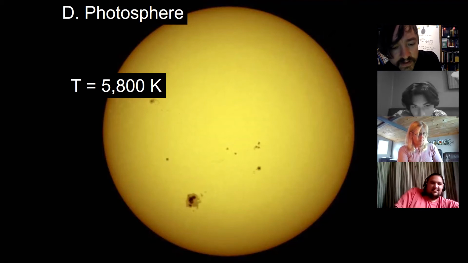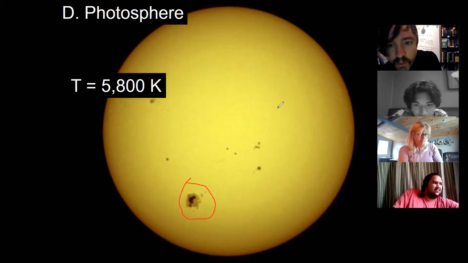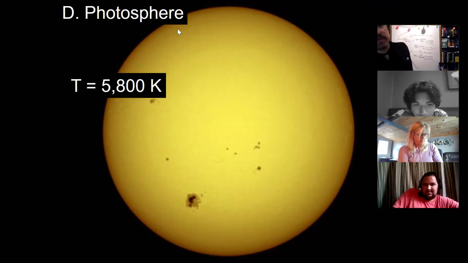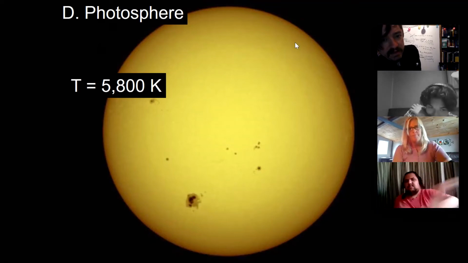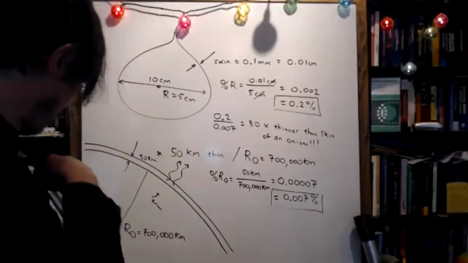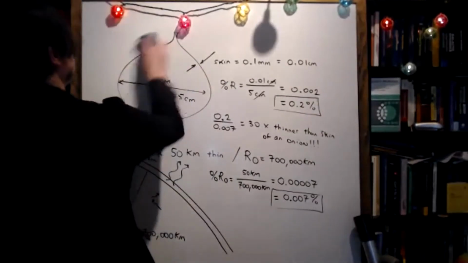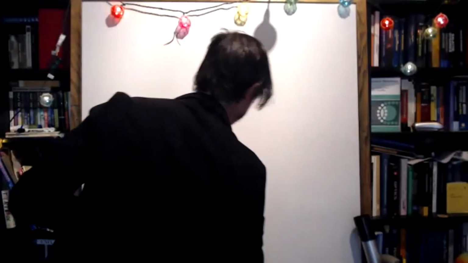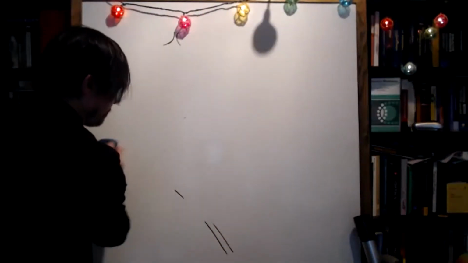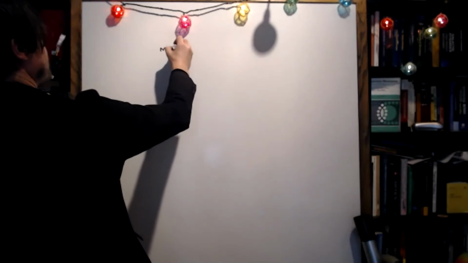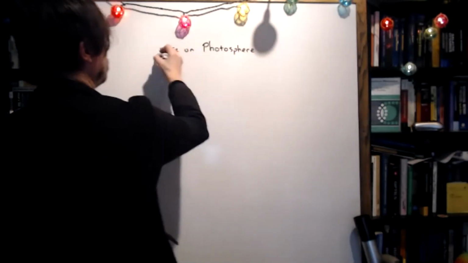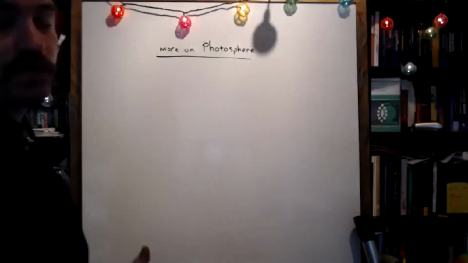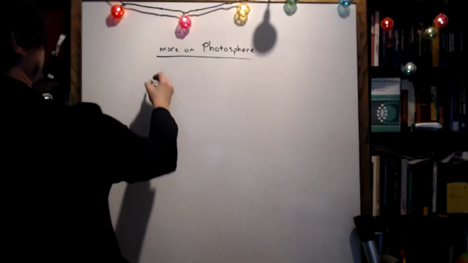There's a few other things of interest to mention about the photosphere. First of all, we find sunspots on the photosphere. Let's write that down as well. Yeah, the sun is kind of like an M&M. Let's do more on the photosphere. Okay. First thing I got to mention is that sunspots are found in the photosphere.